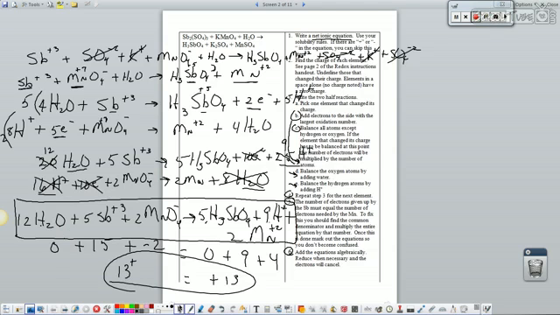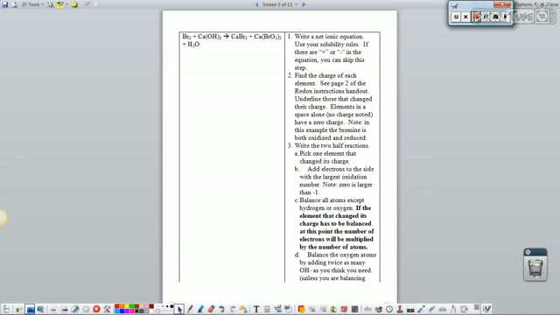Okay, so now basic problems. These basic problems will have "basic" typed on the sheet, so you know when to use these rules. All right, when you have a basic problem, it's basically the same rules that we've already done.